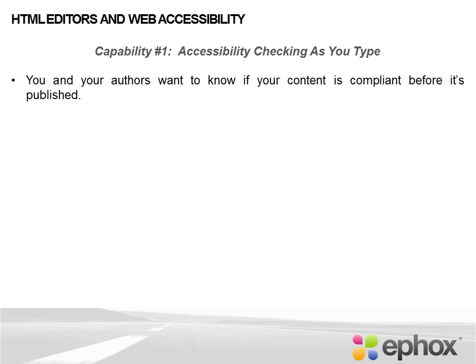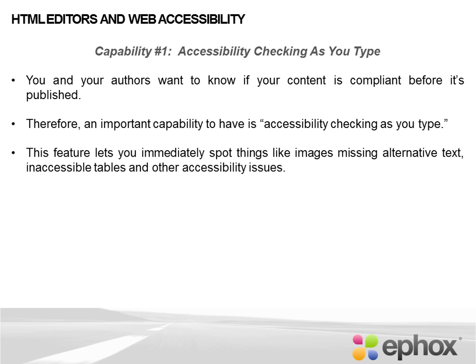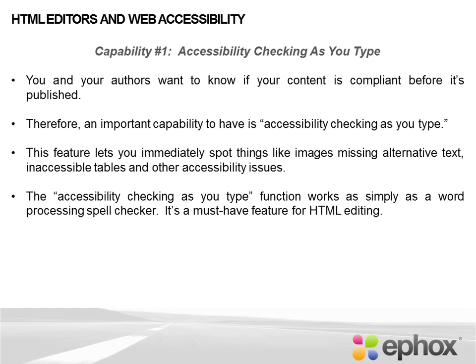Capability number 1: accessibility checking as you type. You and your authors want to know if your content is compliant before it's published. Therefore, an important capability to have is accessibility checking as you type. This feature lets you immediately spot things like images missing alternative text, inaccessible tables, and other accessibility issues. The accessibility checking as you type function works as simply as a word processing spell checker. It's a must-have feature for HTML editing.